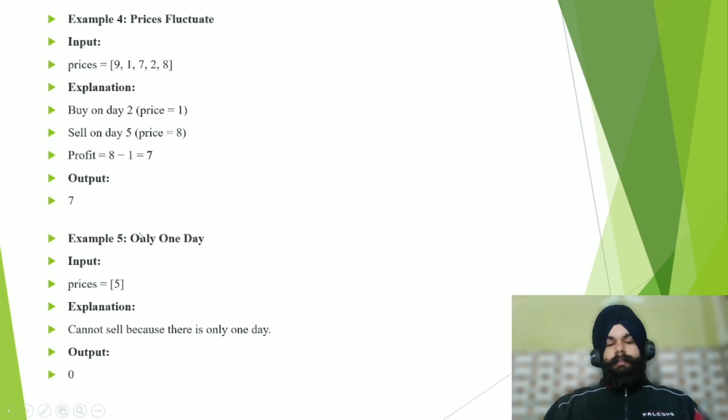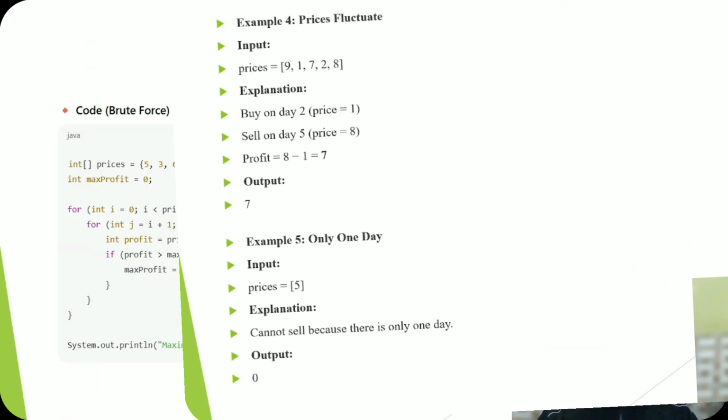In the next, fifth example, let's suppose we have only one day, and in this prices array we are given only one element, at day 1, which is 5. We cannot sell because there is only one day, so its output is 0. I guess you guys are clear with the problem statement and its examples. So let's move to the code portion.